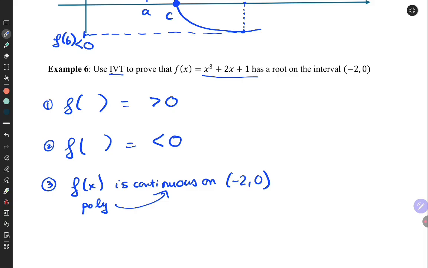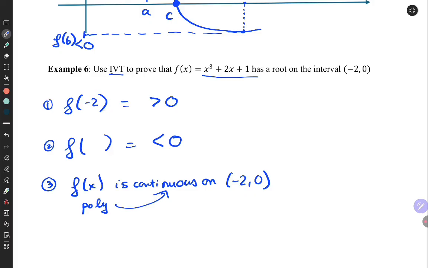Now pick a number in that interval, so that one of them is greater than 0 and the other one is less than 0. In that interval, what would be your initial pick? If you're given an interval, start with the endpoints, these two numbers right here. f of -2, f of 0.